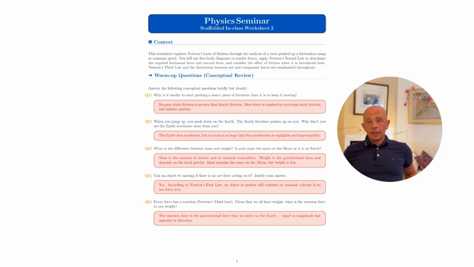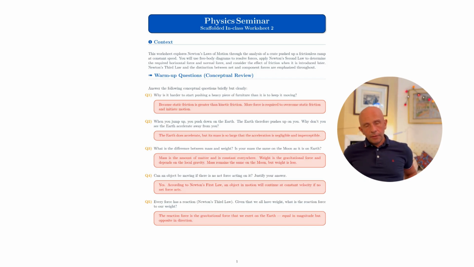Question 4 asked, can an object be moving if there is no net force on it? Absolutely yes. The answer correctly refers to Newton's first law, the law of inertia. An object in motion will stay in motion with a constant velocity unless acted upon by a net external force. Constant velocity means moving in a straight line at a constant speed. If the net force is 0, the acceleration is 0, which doesn't mean the object is at rest. It just means its velocity isn't changing.